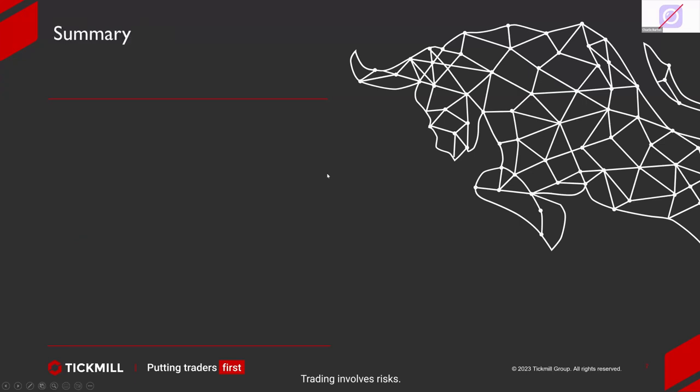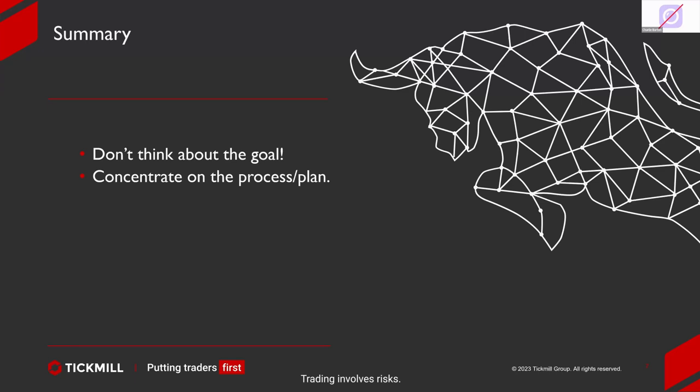Okay, let's just move on and then we'll get to the questions. So don't think about the goal, first of all. You write down the goal at the beginning. Then chuck it in the bin and concentrate on the process and the plan. When I did that, that goal was so high that I didn't know if I was going to be able to achieve it, even though I'd got all that experience. I didn't know. So I had to forget about the goal and put all my energy and concentration into the process of trading.